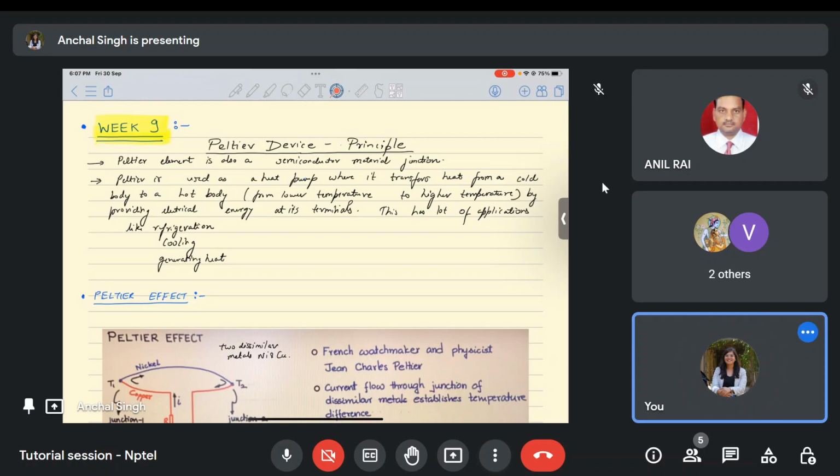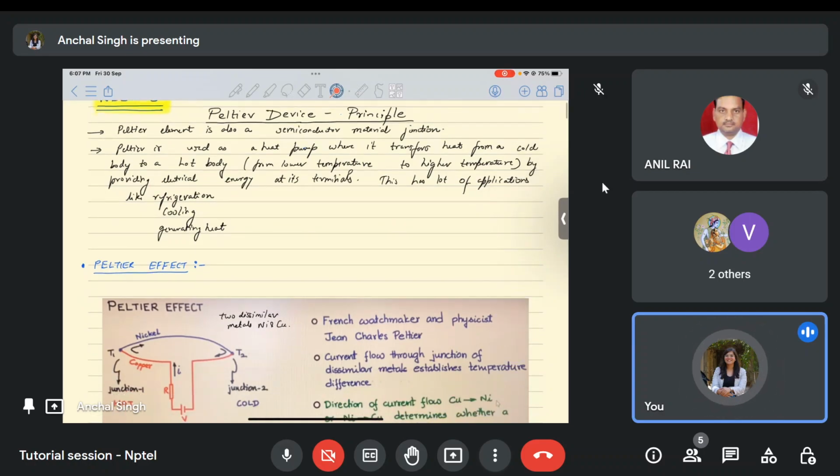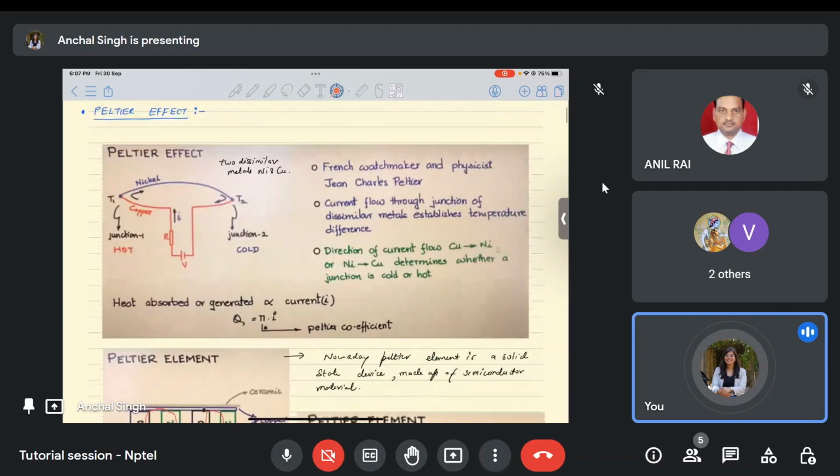So as I mentioned, Peltier is used as a heat pump when it transfers heat from a cold body to a hot body, that is from lower temperature to higher temperature. How does it work? By providing an electrical energy input at its terminals. It is used in a lot of applications like refrigeration, cooling, generating heat, etc. We will look at some of the applications as we go ahead.